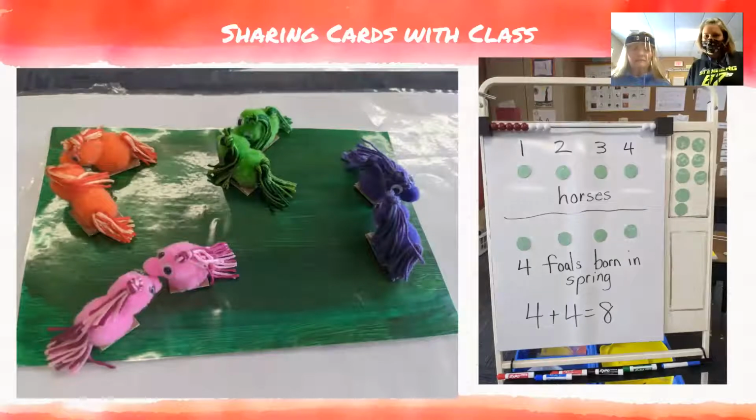We had 4 horses, and after spring, we had 4 more, and we got a double there. 4 plus 4 is 8. We hit our doubles a lot, so anytime my kids see doubles, they'll make sure they incorporate that into what we're doing, because we just do it a lot. They just know to do it. Awesome.